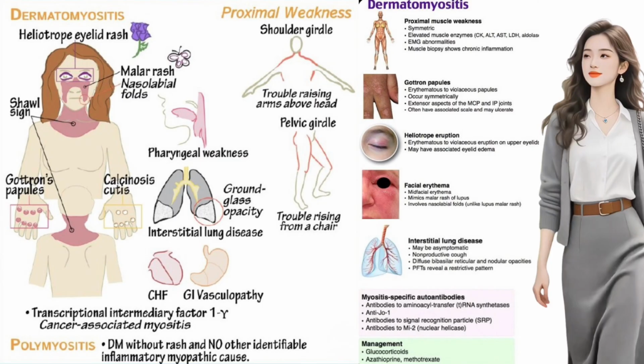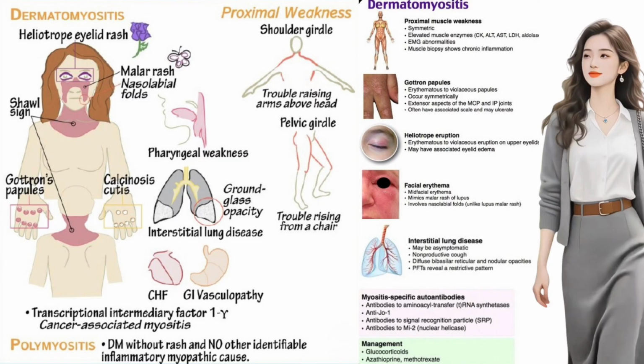And sixth, screen for interstitial lung disease and cancer. Do pulmonary function tests and HRCT if respiratory symptoms or antisynthetase antibodies are present. In dermatomyositis, perform age-appropriate malignancy screening, especially if the patient is anti-TIF1 gamma or anti-NXP2 positive.